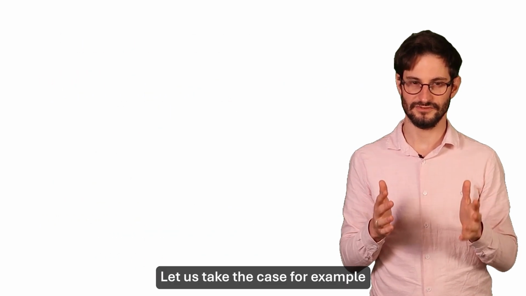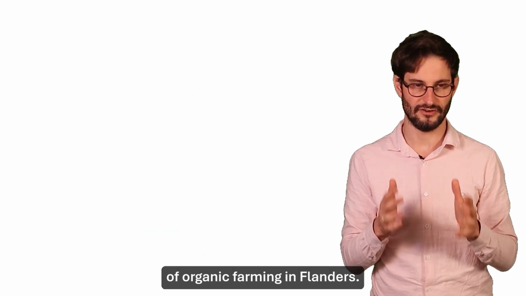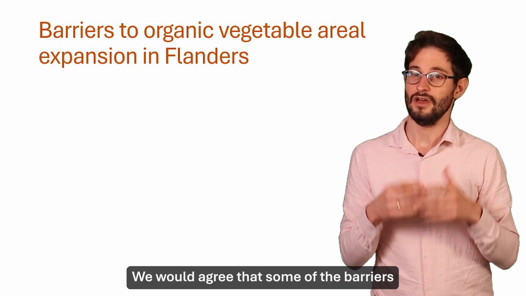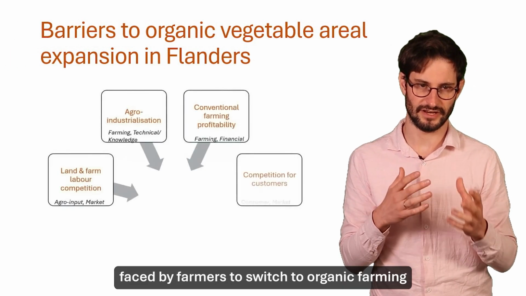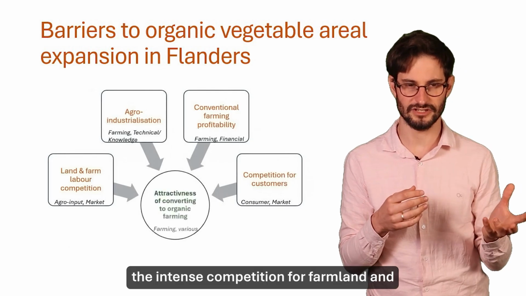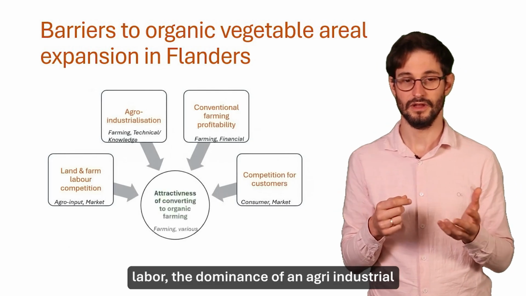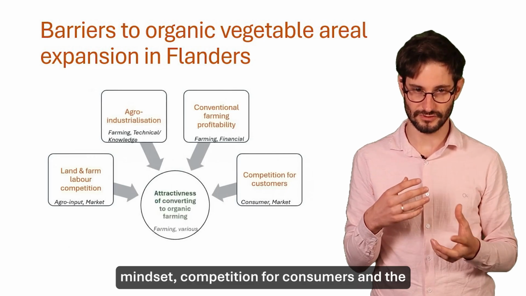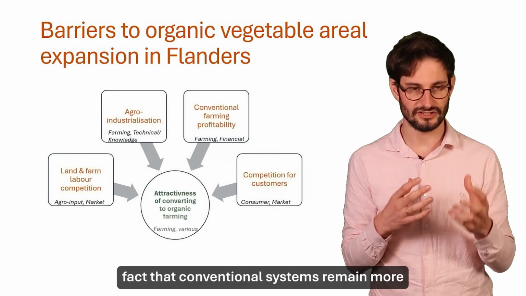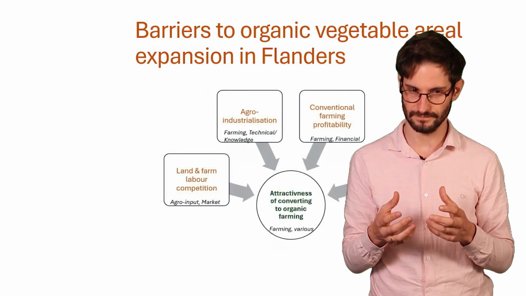Let us take the case, for example, of the development of organic farming in Flanders. We would agree that some of the barriers faced by farmers to switch to organic farming are the intense competition for farmland and labor, the dominance of an agri-industrial mindset, competition for consumers, and the fact that conventional systems remain more profitable.